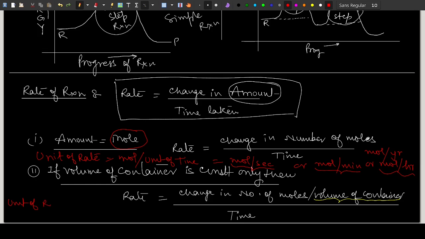Here we can say the unit of rate is equal to mole per liter, and unit of time, so it may be mole per liter per second. So this is the unit of the rate when the volume of the container is constant during the reaction.